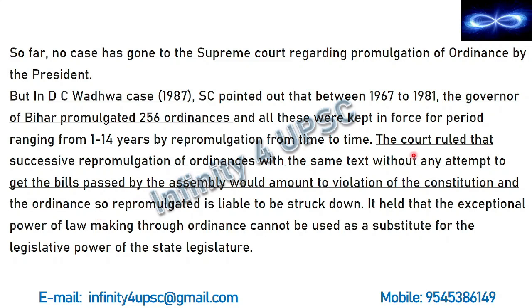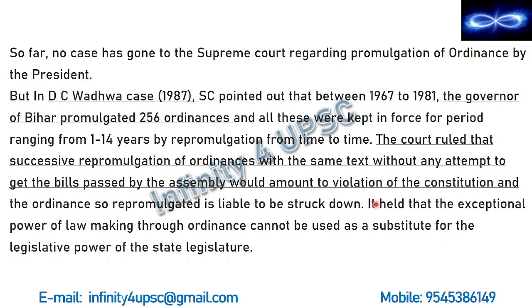So coming back to the judgment, the court ruled that successive re-promulgation of ordinance with the same text without any attempt to get the bills passed by the assembly would amount to violation of the constitution, and the ordinance so re-promulgated is liable to be struck down. So that means judiciary can strike down any law which is unconstitutional in nature, which is not agreeing with the constitution which was framed by the Indian constitutional makers.